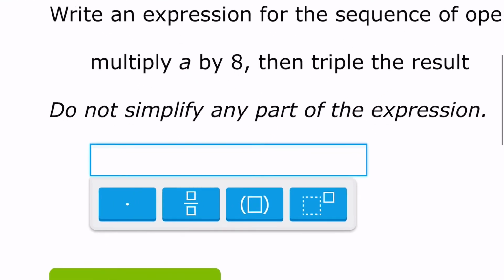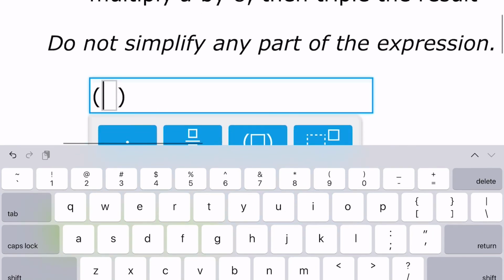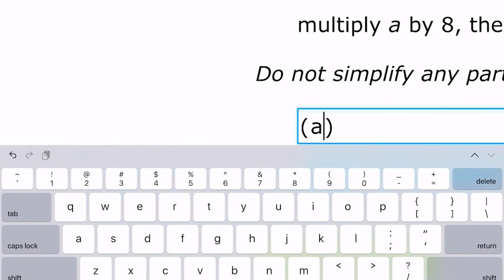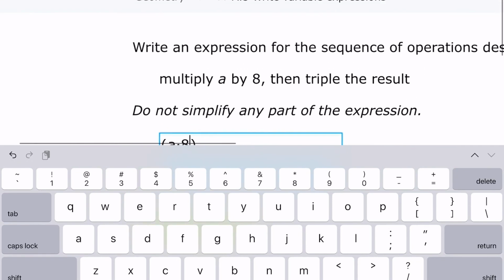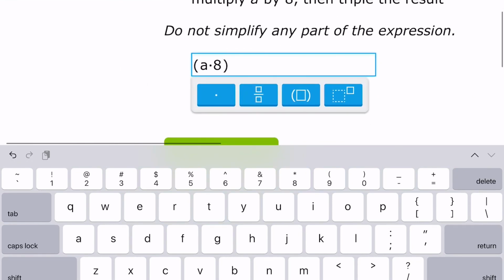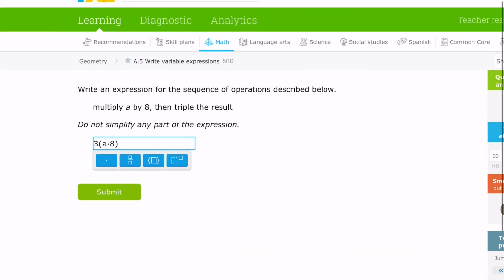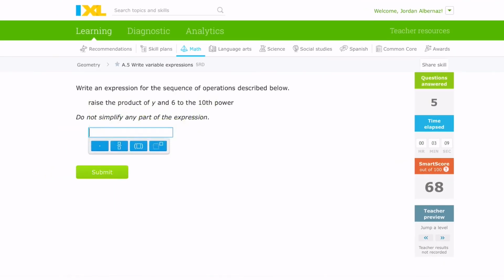So multiply a by 9 and then triple the result. So a times 9, multiply a by 8, a by 8. So a times 8, and then it says to triple the result. I'm just going to put a 3 on the outside. Now notice you can put a 3 on the outside, you can put another multiplication symbol in if you'd like. That's up to you. Let's see if I get this one right. Hopefully the software allows this. And there we go, we got it right.